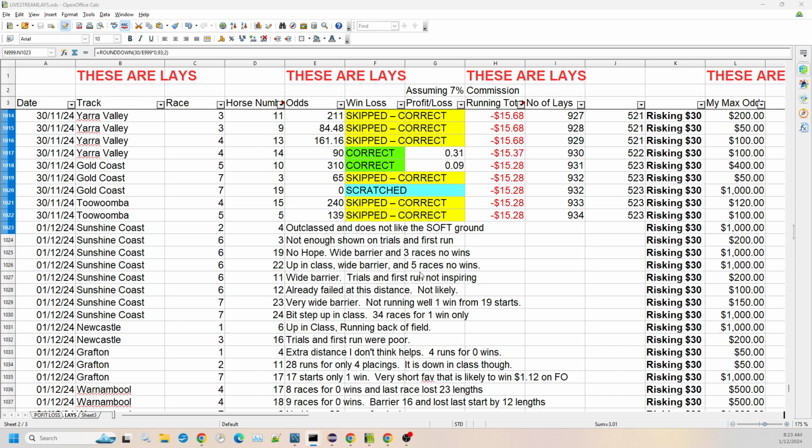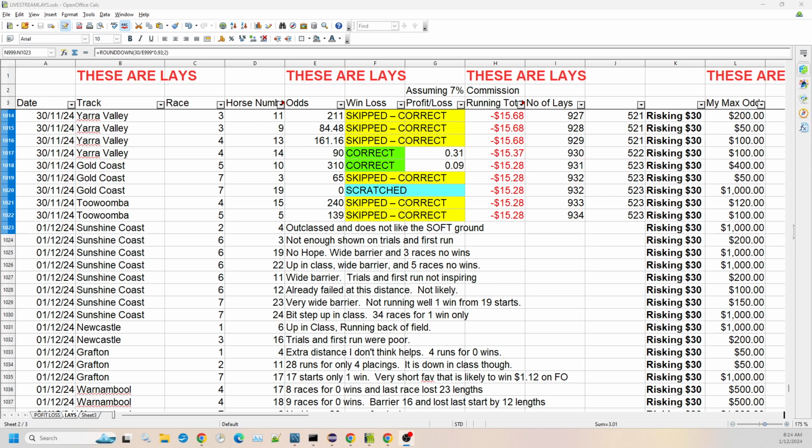So number 3, it hasn't shown enough on its trials and its first run. I'm willing to risk up to 200. Number 11's in a wide barrier. The trials and its first run were not inspiring, so I'm willing to go to 200 on that one. Number 12's already failed at this distance. I think it's unlikely to make a big change here, so I'm willing to go up to $100. Then number 19, I've just got it as no hope. It's in a wide barrier. It's had 3 races, no wins. I'm willing to go up to 1,000. The same with number 22. It's up in class. It's got a wide barrier, and it's had 5 races for no wins.